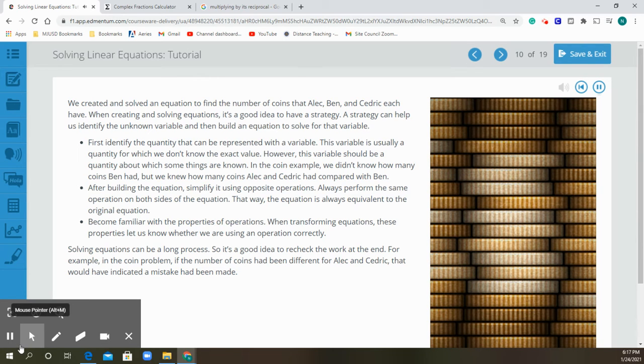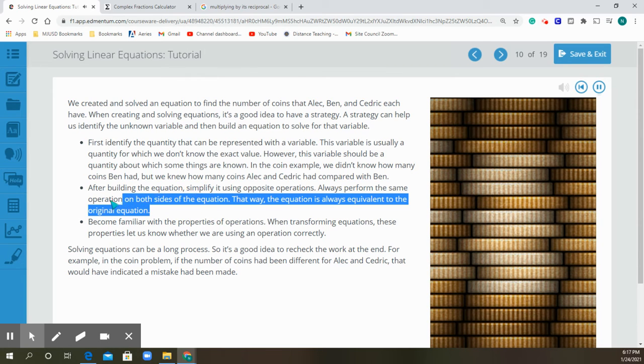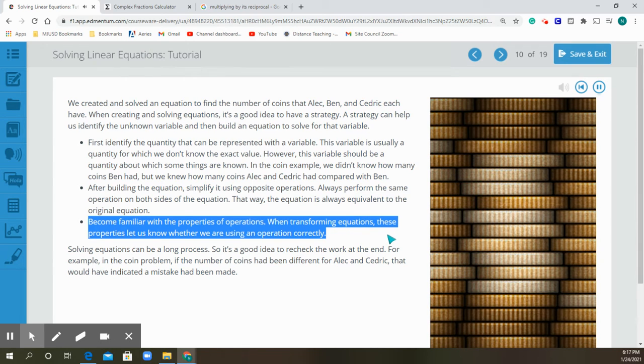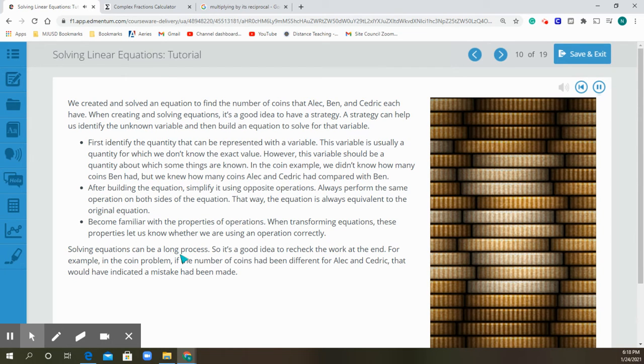After building the equation, simplify it using opposite operations. Always perform the same operation on both sides of the equation. That way, the equation is always equivalent to the original equation. Become familiar with the properties of operations. When transforming equations, these properties let us know whether we are using an operation correctly. Solving equations can be a long process, so it's a good idea to recheck the work at the end. For example, in the coin problem, if the number of coins had been different for Alec and Cedric, that would have indicated a mistake had been made.